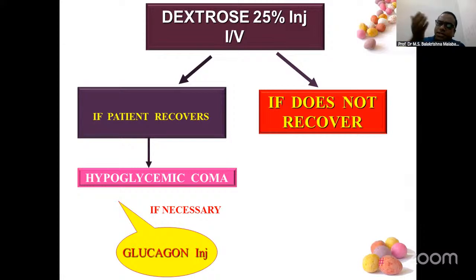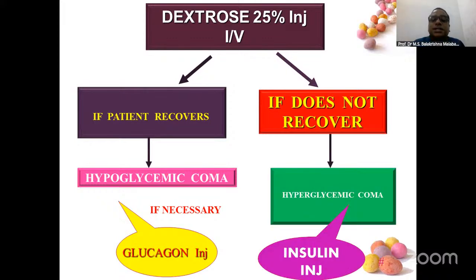Similarly, patient collapsed, he's diabetic, you gave IV dextrose 25%, and the patient is not recovering. That means the patient is suffering from hyperglycemic coma. Hyper. So give insulin injection. So I hope the flowchart is very clear now. Where to give glucagon and where to give insulin, it's crystal clear. Right? So please learn this flowchart properly.